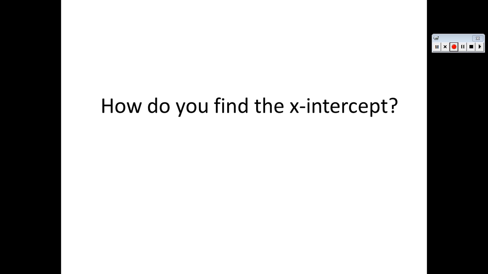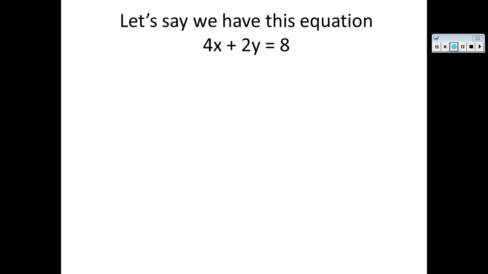How do you find an x-intercept? So pause the video, think about how you would do this first. Alright, so let's say we have the equation 4x plus 2y equals 8.